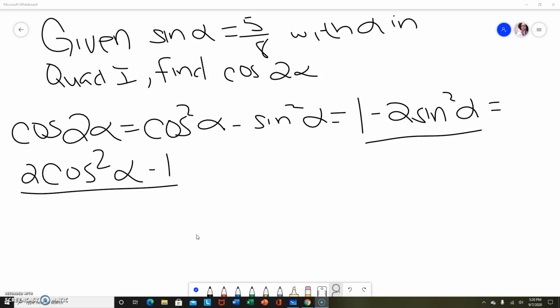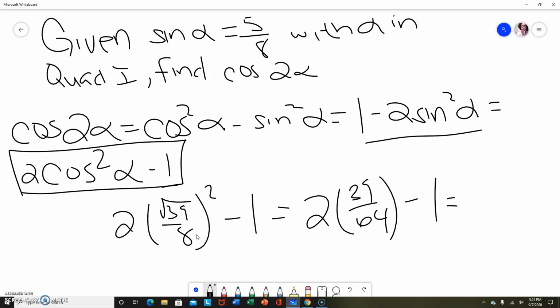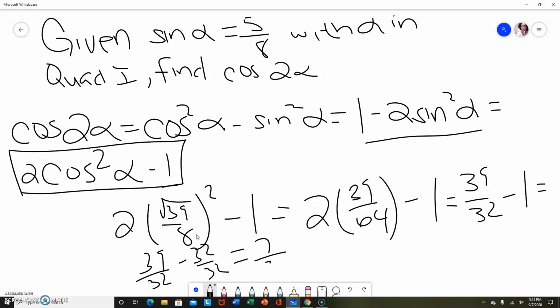Okay, we should get the exact same answer. So we have 2 times root 39 over 8, squared, minus 1. And I'm using this formula here. And so that's equal to 2 times 39 over 64 minus 1, which is equal to 39 over 32 minus 1, which is equal to 39 over 32 minus 32 over 32, which is equal to 7 over 32.